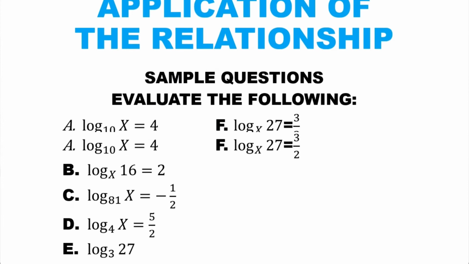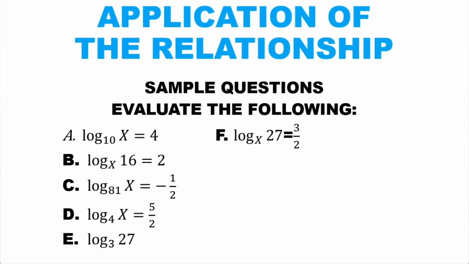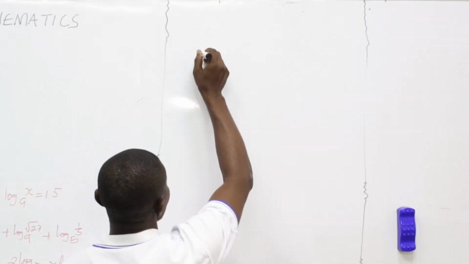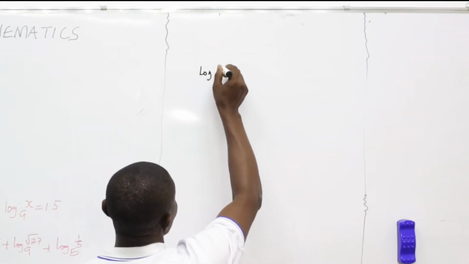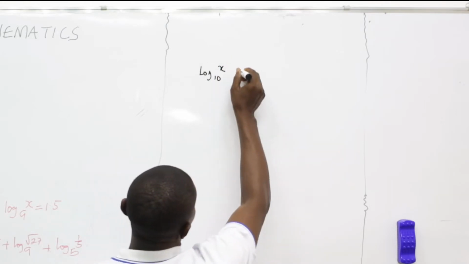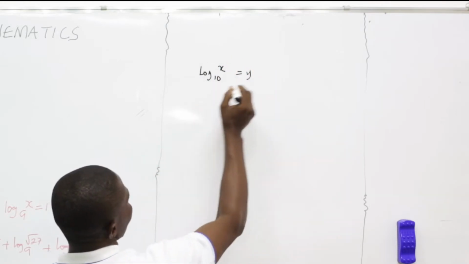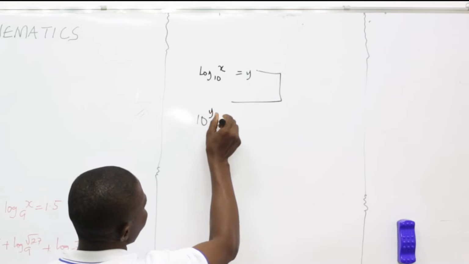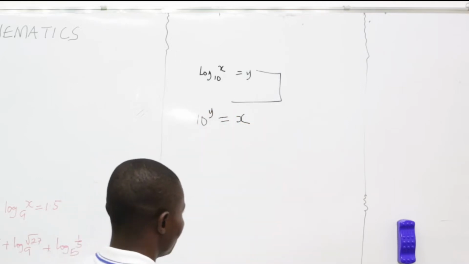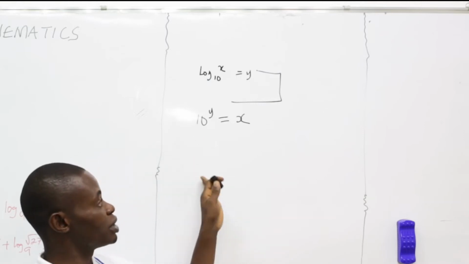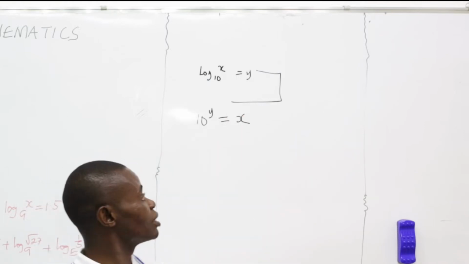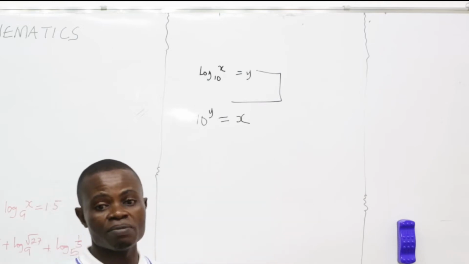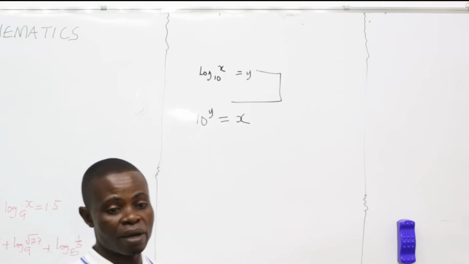Sample one, application part of the logarithm. In the relationship between logarithm and indices, if you have log x base 10 equals y, to translate this to indices simply implies 10 power y equals x. This foundation is very important for this topic. Now let us venture into the example so that you can understand the relation I'm trying to talk about.